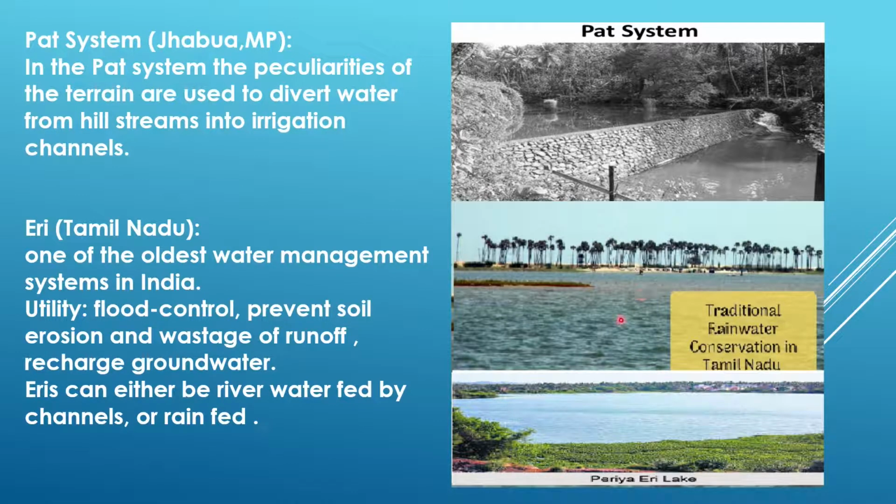Then Eris can either be river water fed by channels or rain fed. Two things we are seeing. This is the Eri Lake, and another one is also an Eri Lake, but one is for river water and one is for rain fed. Rain fed, the surrounding areas are higher, from where the water is getting collected in the lower ground.